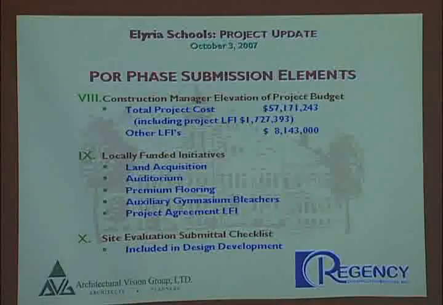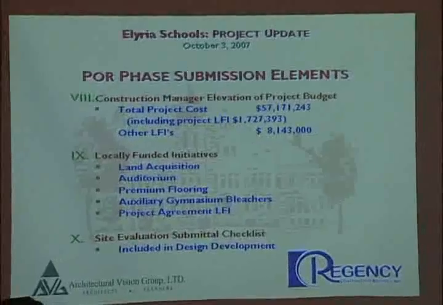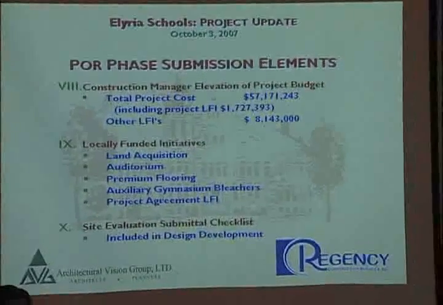And so to date, the ones that we have listed include your land acquisition, your auditorium, dollars that are in there for premium flooring, the auxiliary gym bleachers, and we also still identify the project agreement LFI. And there's also a place in here where we have to identify where that source of funding is coming from. And then when we get into final phases in the construction documents, the district will need to confirm the funding sources. And that is a document that your superintendent and your treasurer need to sign, and is something that you will resolve for them to be able to do this evening as well.